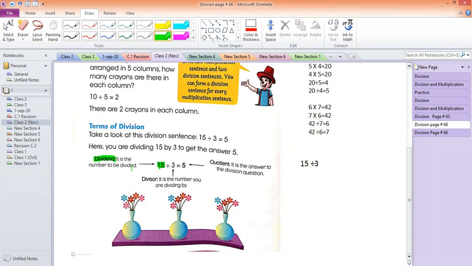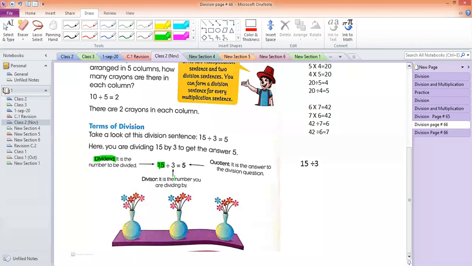Let's suppose you have 15 chocolates. You want to distribute them among 3 girls or 3 boys equally, right? So 15 is the dividend, and you want to divide into 3 equal groups. So this 3 will be called the divisor.